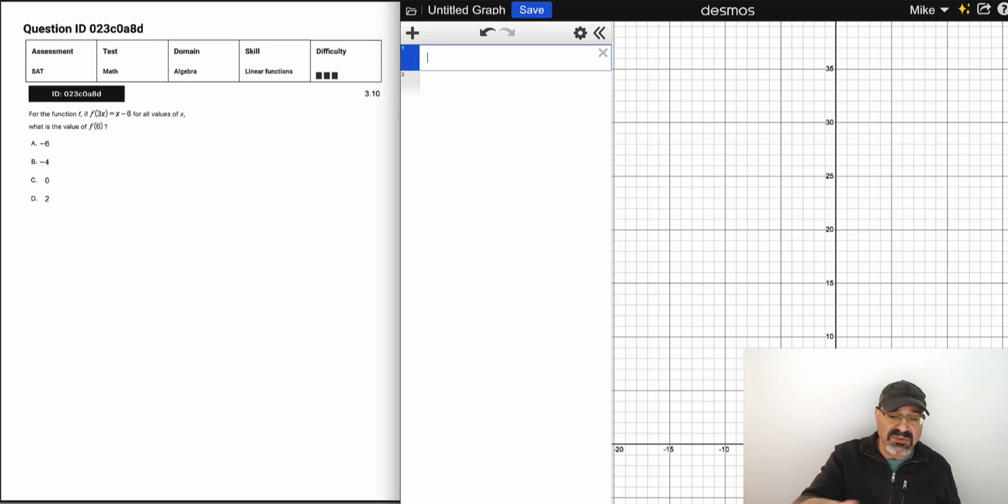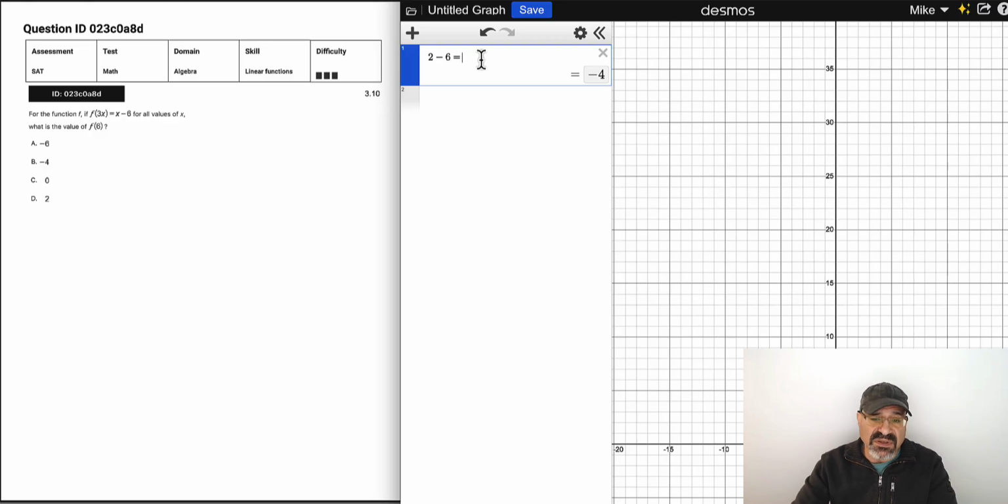Note, I'm not using Desmos to graph anything. I'm just using it kind of as a scratch pad here. So if we figured out that if they're giving us f of 6, x must be 2, then we just go ahead and plug 2 into this equation that they give us. 2 minus 6 is equal to -4, and that's the correct answer.